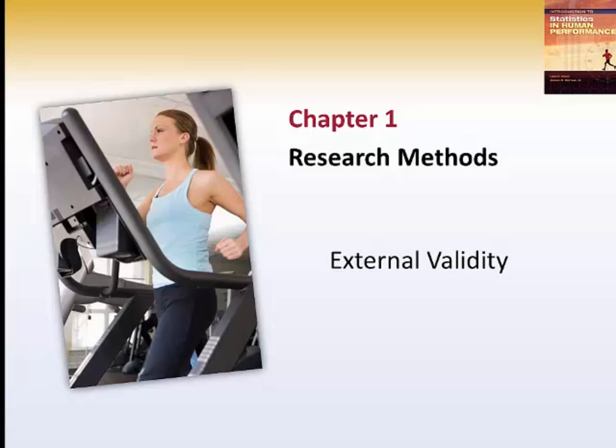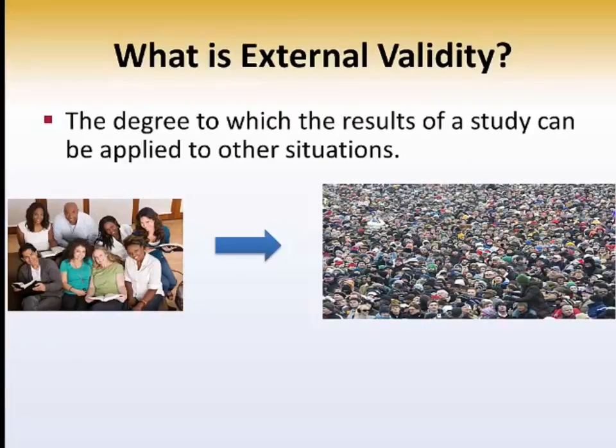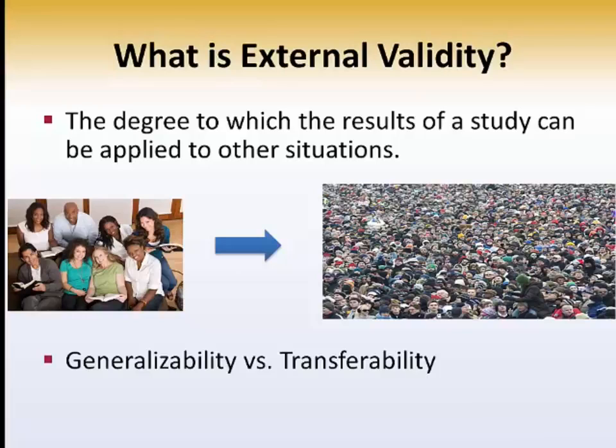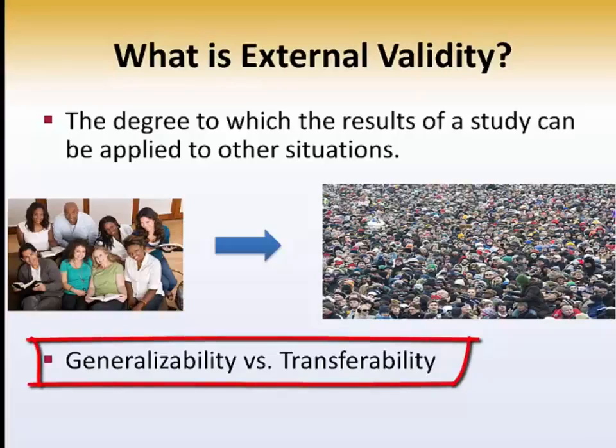The second type of research validity is external validity. External validity is the degree to which the results of a study can be applied to other situations. For example, do you take a sample you want to then generalize to a population? We need to differentiate between generalizability and transferability in a study.